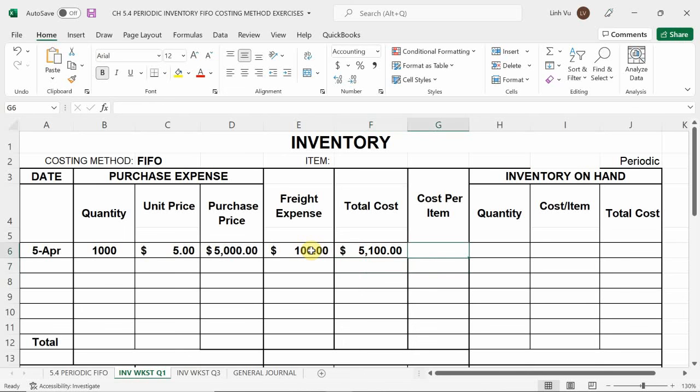5,100. Now I need to solve for my cost per item. How do I solve for my cost per item? Total cost divided by quantity. In this case, your slash is your division. So how much is it going to cost me per item?